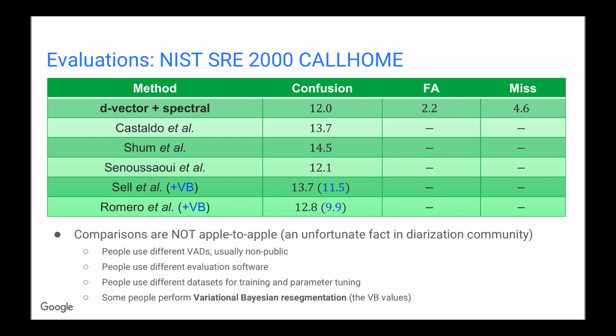First, people use different voice activity detectors, and they are not publicly available, so the false alarm and miss will be very different. Second, people use different evaluation softwares. Some of those softwares are really old and difficult to use. Again, we highly recommend using pyannote.metrics, which is a very nice and modern library. Third, people use different datasets for training and parameter tuning. And finally, some people have a final variational Bayesian resegmentation step after the clustering, which is the VB value in the table.